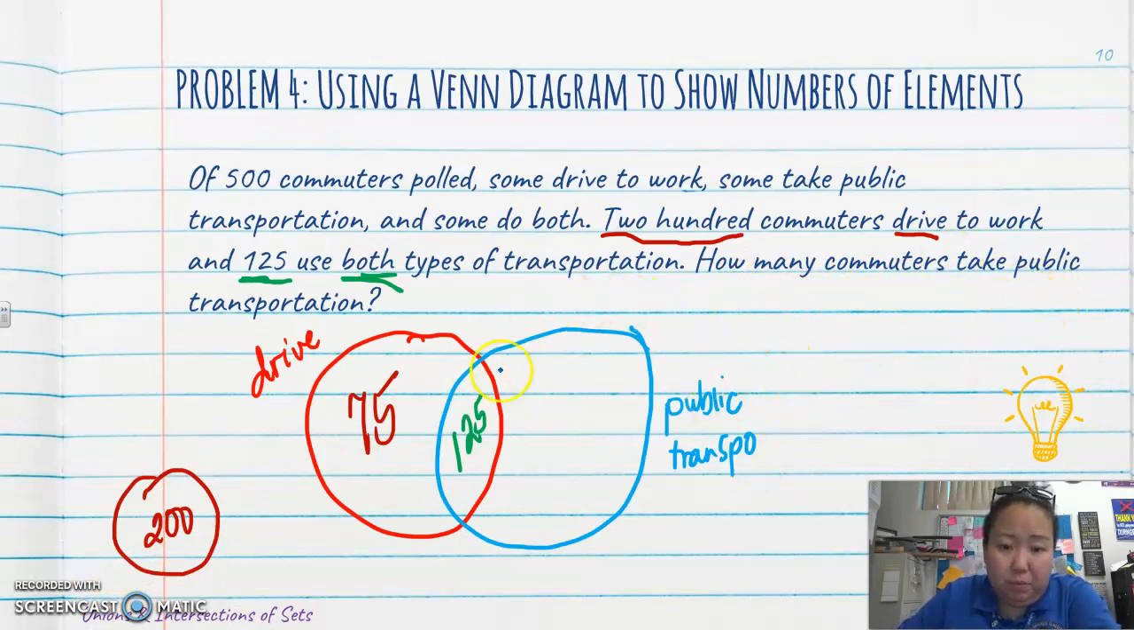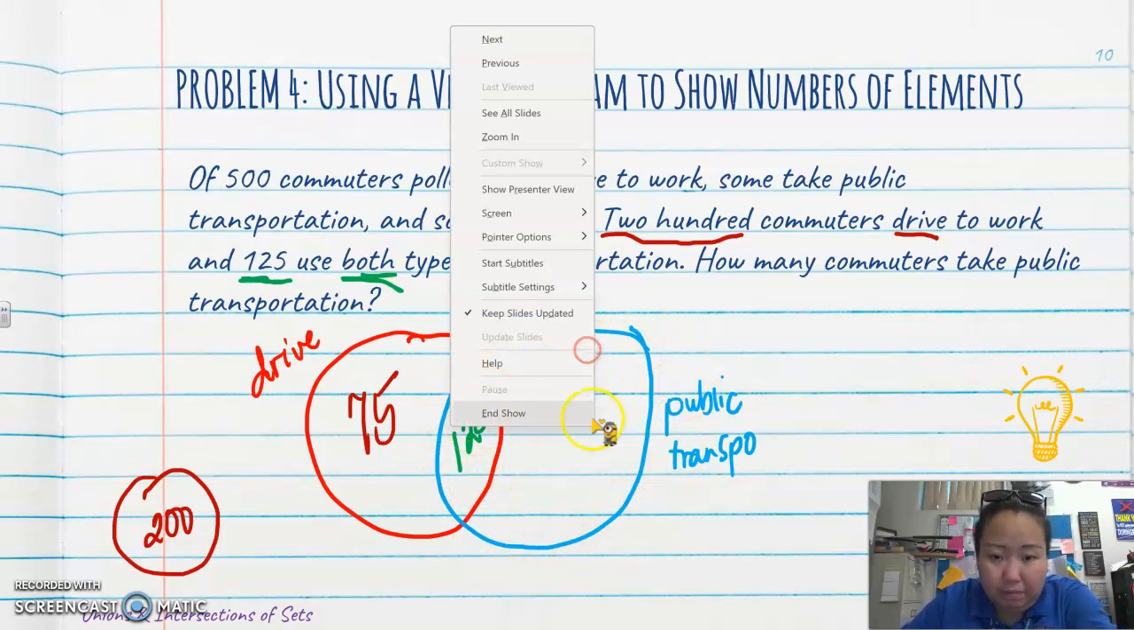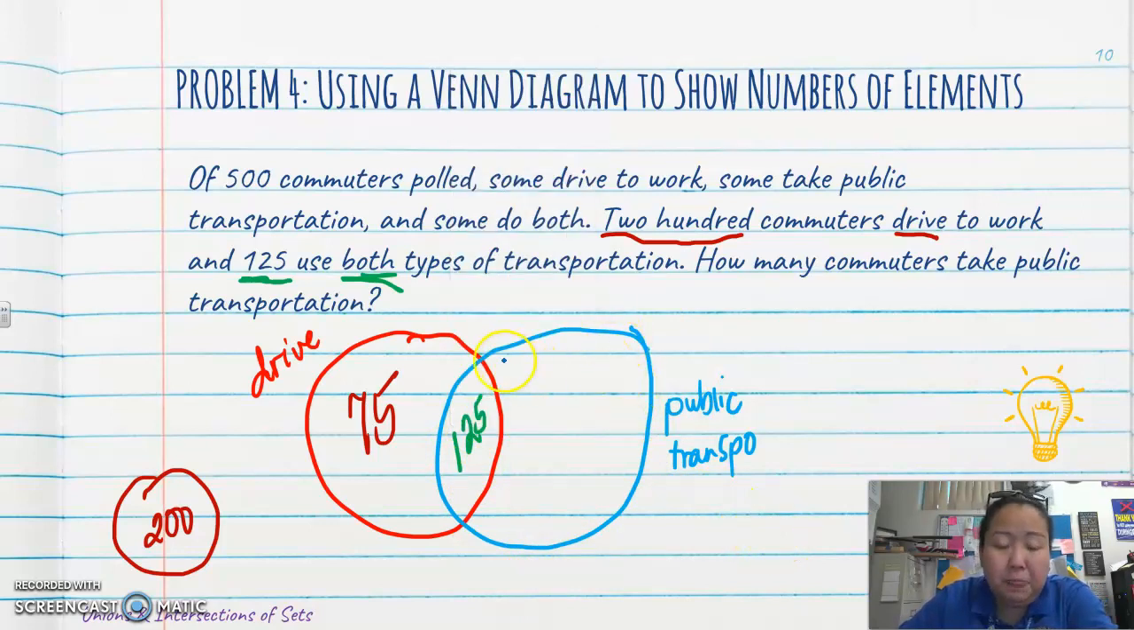Now, the next question is, how many commuters take public transport? So public transport is this whole thing, okay? This whole thing. Oops, sorry, my bad. Okay. So as you can see here now, earlier we figured out that the red circle is 200. Now we know that everybody, okay, there should be a total of 500. That's a total of 500 already.